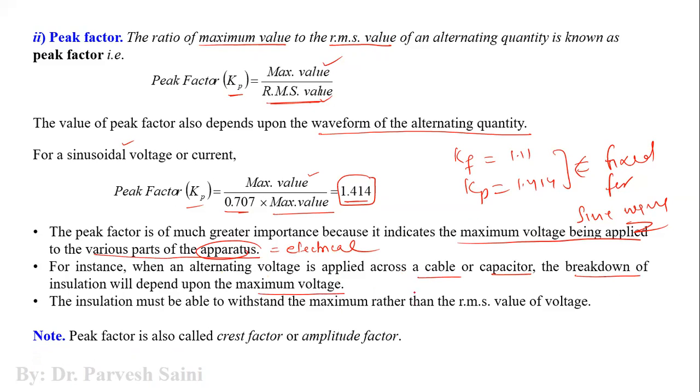So whenever we are talking about the insulation of the electrical system, we generally do not consider the RMS value. We consider the maximum value of the alternating voltage or alternating current. Okay, so the insulation must be able to withstand the maximum rather than the RMS value. If you consider the RMS value, because maximum value is greater than RMS value, there is a possibility that your insulation may get damaged. Peak factor, which is also known as crest factor and amplitude factor. So these are the other names of peak factor.